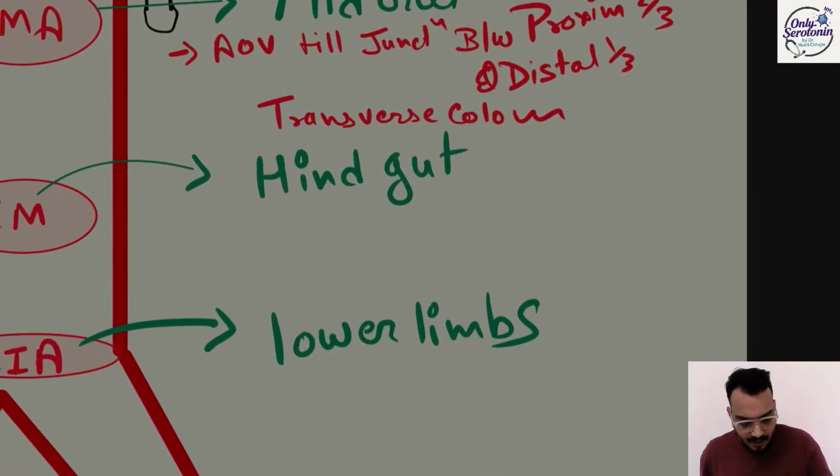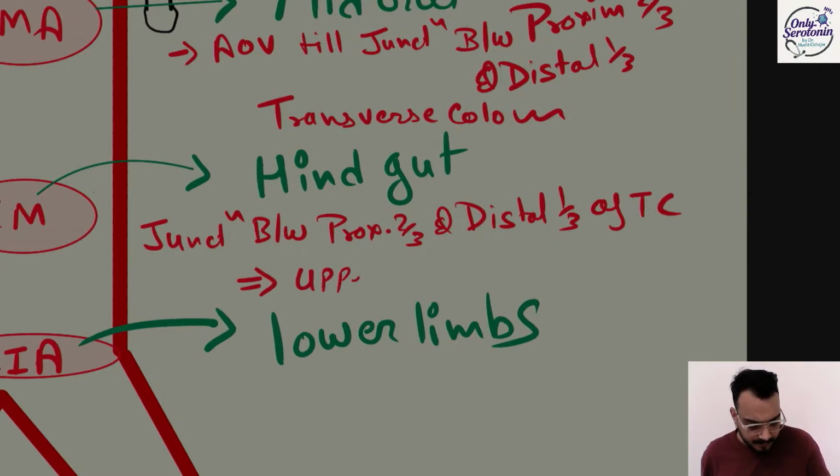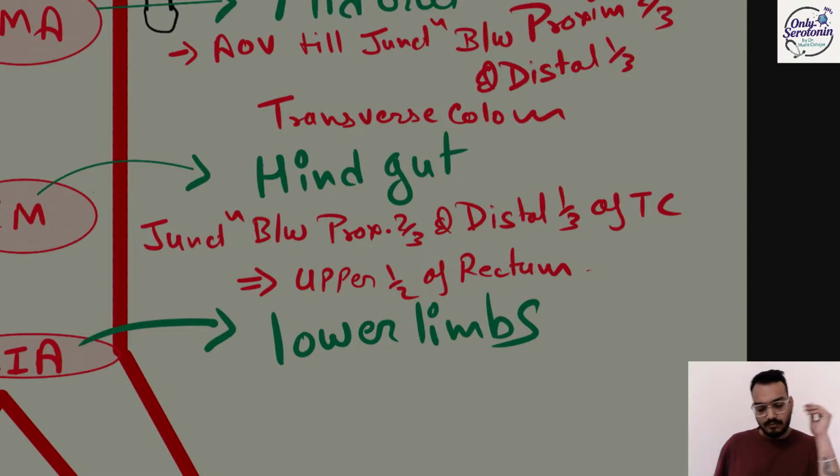What about the hindgut? The hindgut again starts from the junction between the proximal 2/3 and distal 1/3 of the transverse colon, and it is ending where? It is ending till the upper half of your rectum. Done, guys?